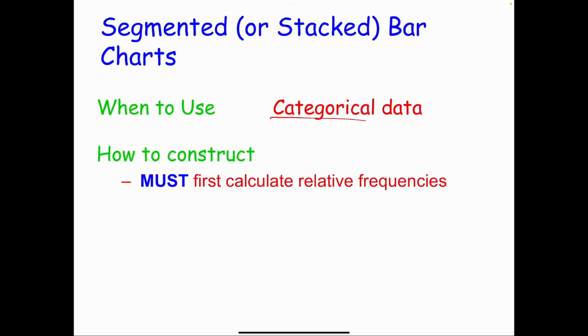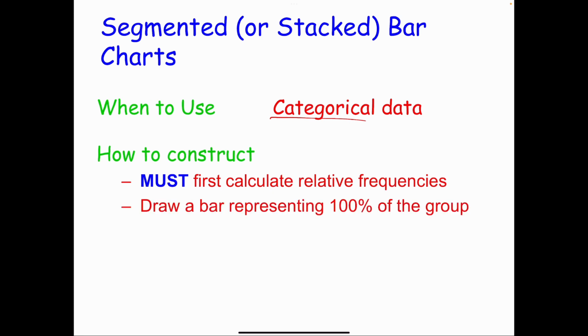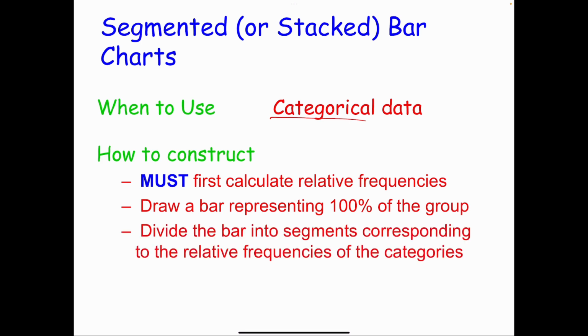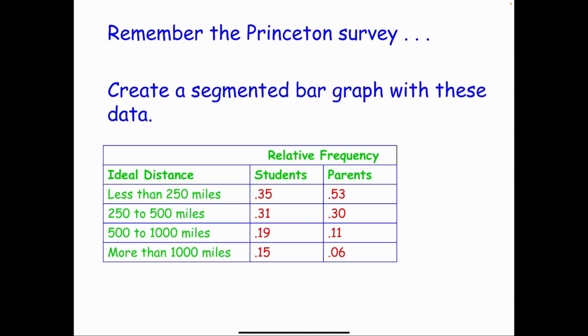The second kind of bar we will talk about is the so-called segmented or stacked bar chart. When to use it? The same as the double bar charts, when we have categorical data. And how to construct this kind of bars? First, we must calculate relative frequencies, the same, and we draw a bar representing 100% of the group. Then we divide this bar into segments. Each segment corresponds to the relative frequency of each category.